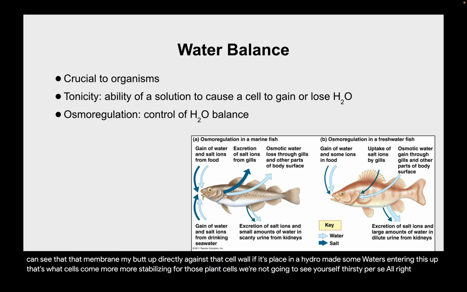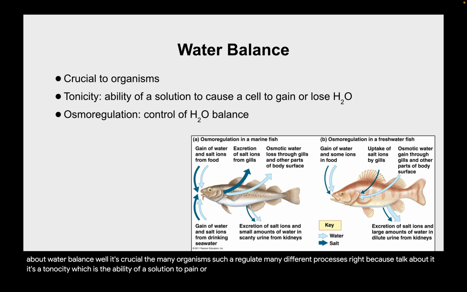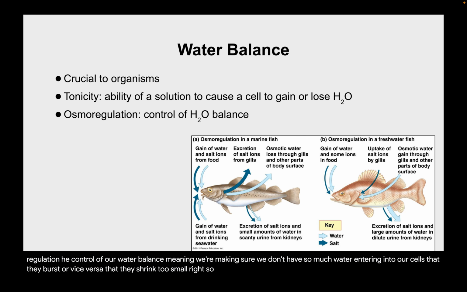All right. Why do we care about water balance? Well, it's crucial to many organisms and to regulate many different processes, right? We could talk about its tonicity, which is the ability of a solution to gain or lose water, right? Less concerned about that word versus osmoregulation, which is just the regulation, the control of our water balance. Meaning we're making sure we don't have so much water entering into our cells that they burst, or vice versa, that they shrink too small. Right? So osmoregulation, we're controlling our water balance.